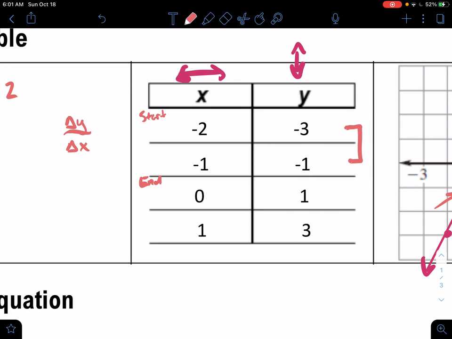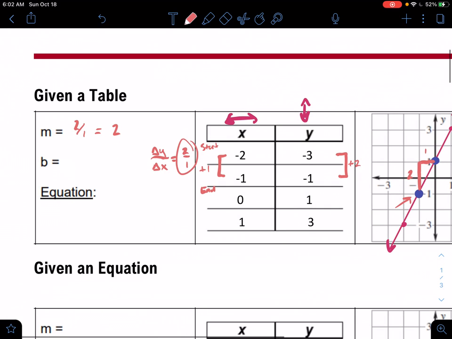So our y started at -3 and it ended at +1, so we know we went up 2. And similarly, if our x started at -2 and it ended at -1, we also know it went up 1. So our change in y would be 2, and our change in x would be 1, and we can see that we get the same slope in this problem. That's just important to realize. It doesn't matter how you find your slope, but you need to realize how you can get that from a table.